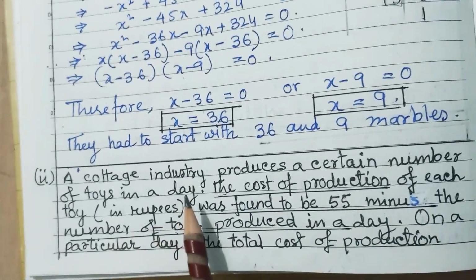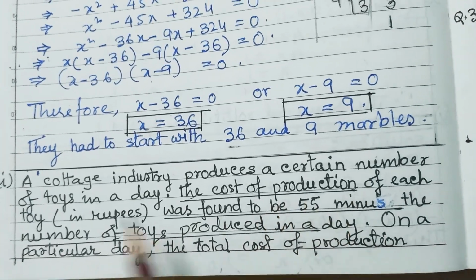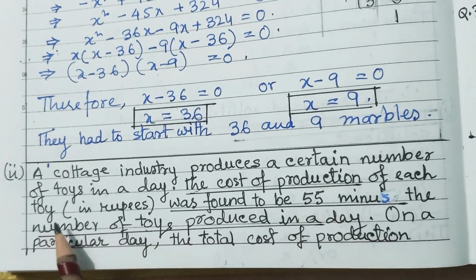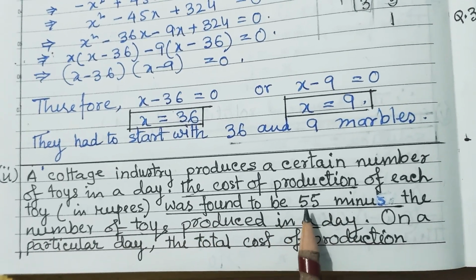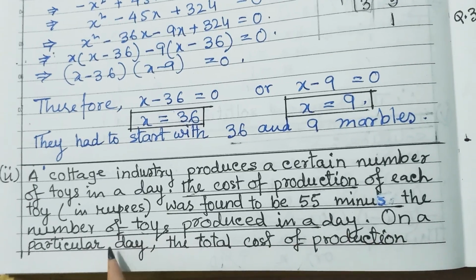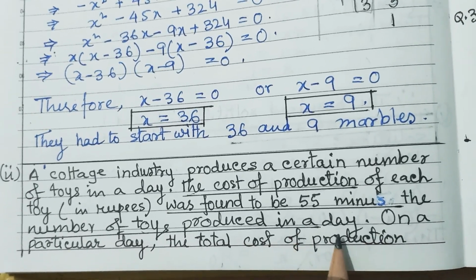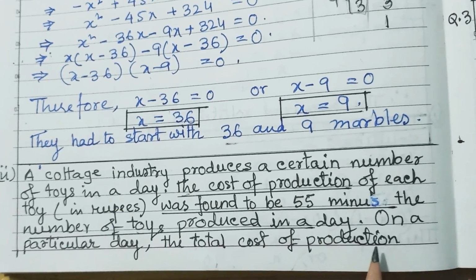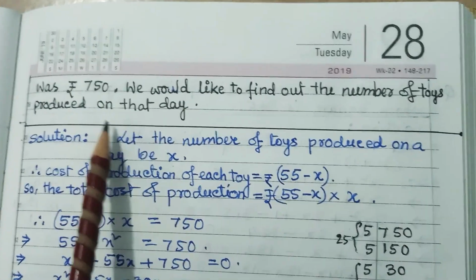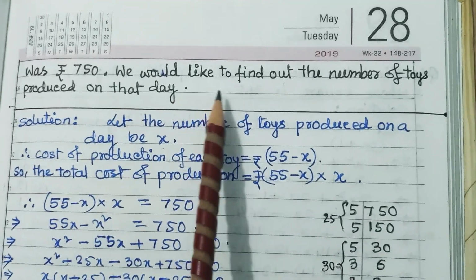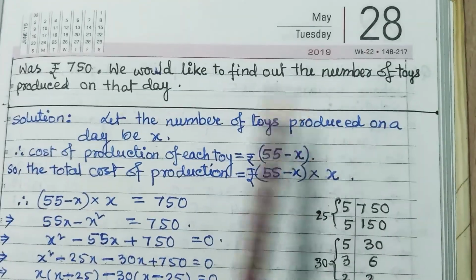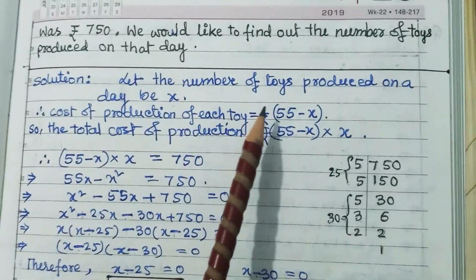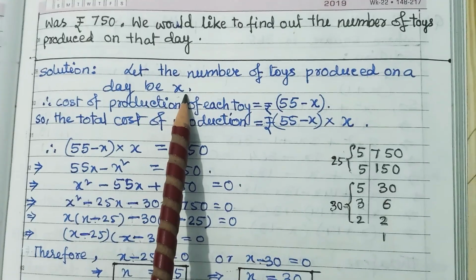Next, a cottage industry produces a certain number of toys in a day. The cost of production of each toy was found to be 55 minus the number of toys produced in a day. On a particular day, the total cost of production was rupees 750. We would like to find out the number of toys produced in a day. Now, let the number of toys produced in a day be x.